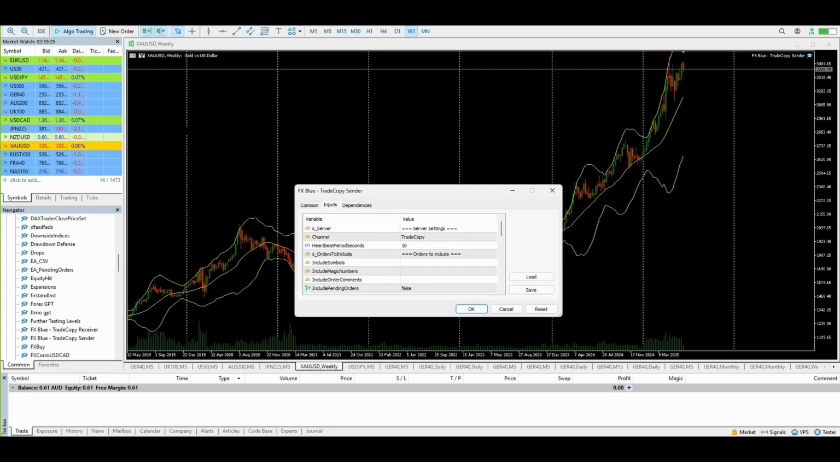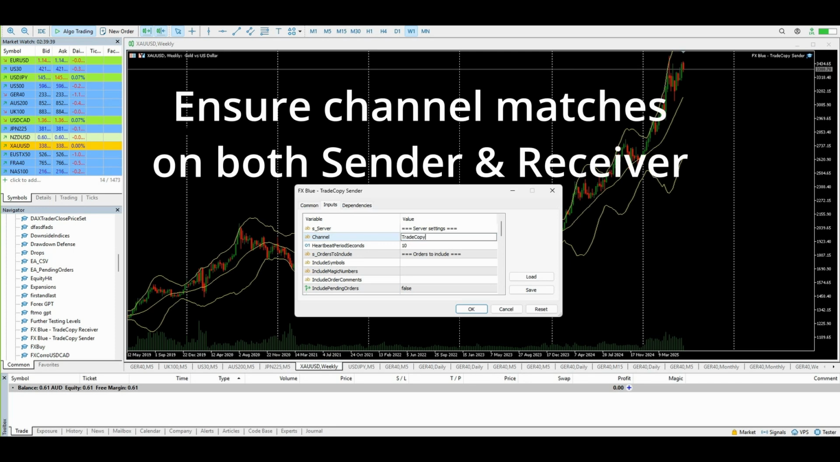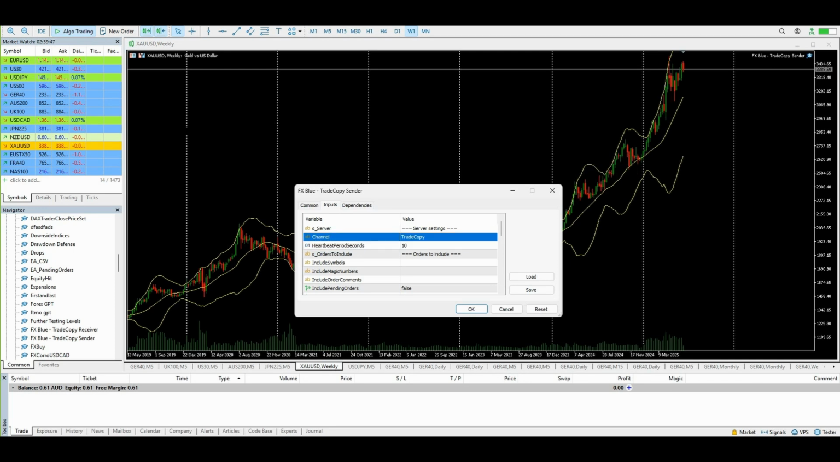And in the inputs section, one of the important sections you need to complete and check on the other side for the receiver as well is that the channel matches the value. So for example, I've got here trade copy with a capital C. You need to make sure that that exactly matches on the receiver side as well so that they can connect up.